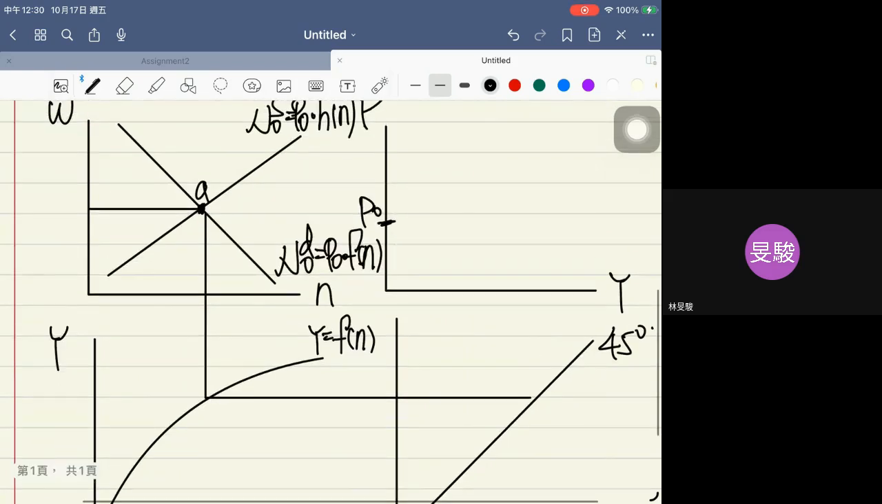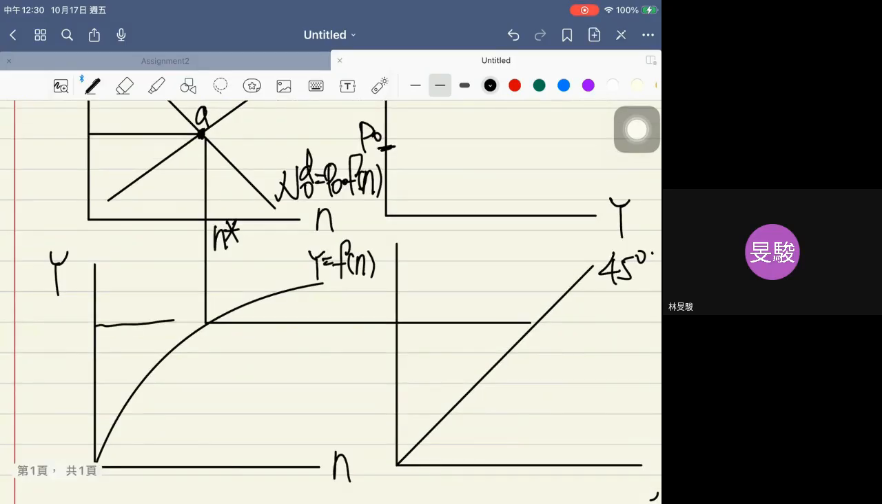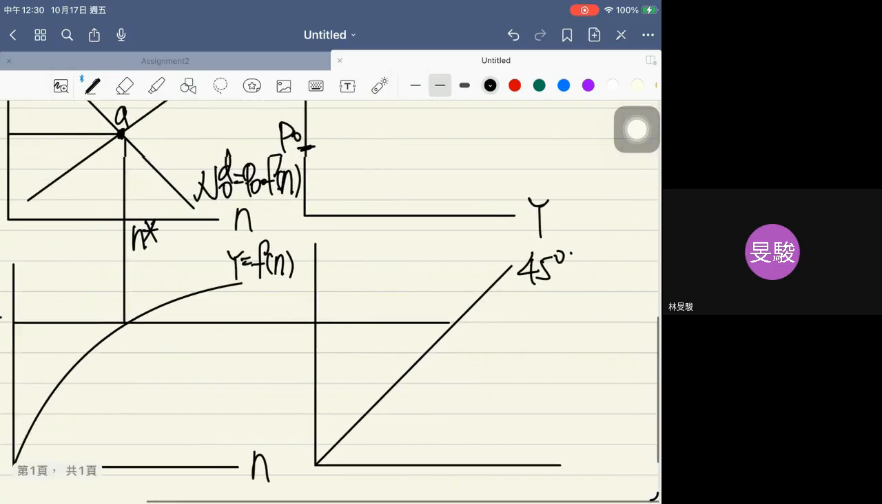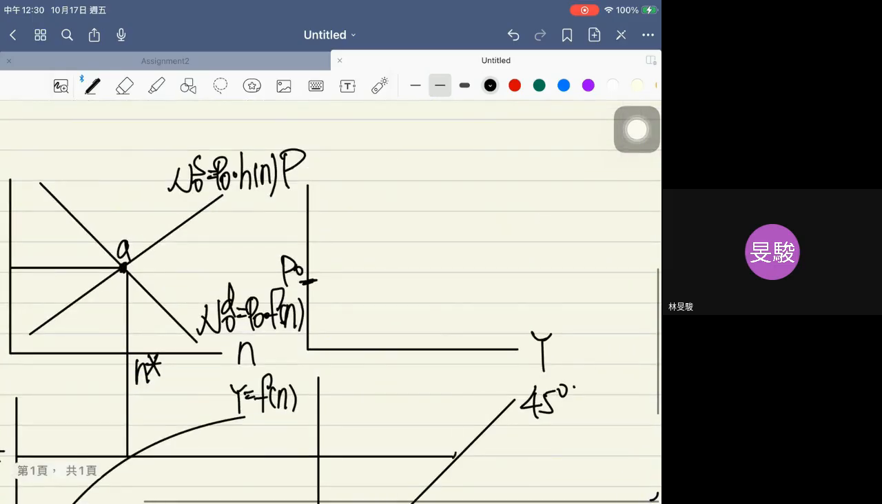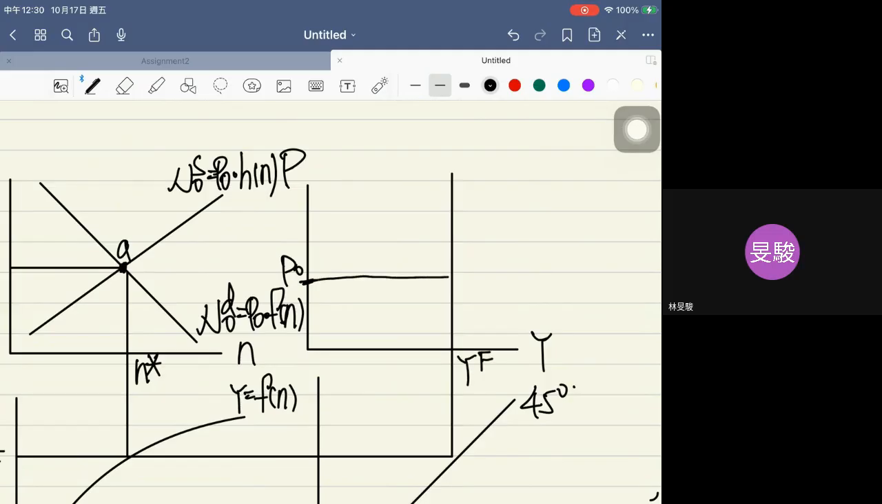And the equilibrium labor we denote as N star, and its real output is YA. The initial real output and price level are denoted as A.